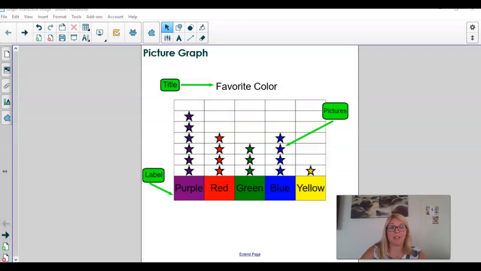So again, we're going to look at this example of our picture graph that's on your infographic, and down here it says label, and you can see this is labeled purple, red, green, blue, yellow, and those are the labels for each of the sections of our picture graph. And remember, we know that those colors are related to what is our favorite color, and we know that because of the title. So purple, red, green, blue, yellow are the labels that tell us what the pictures in our graph mean. Okay, so that's one example of labels, the colors that are in our favorite colored graph.